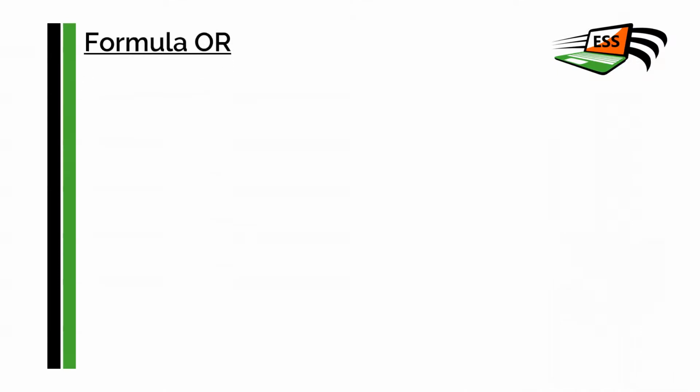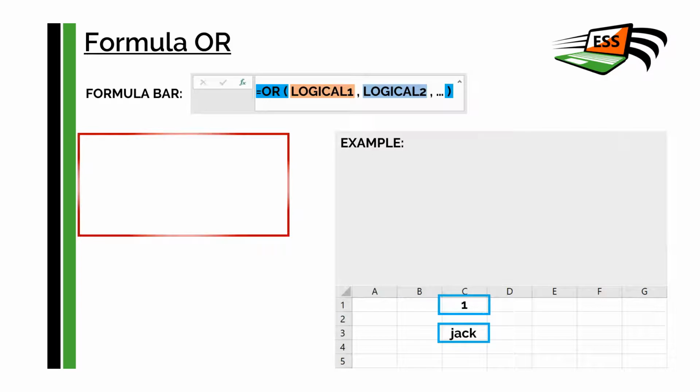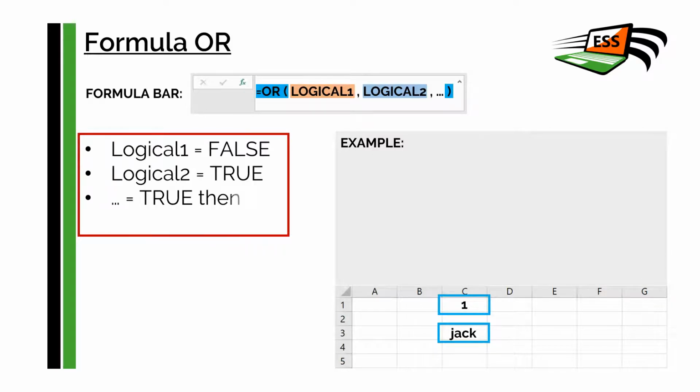The OR function. In the formula bar, we type in OR, open parentheses, and your logical tests. So let's explain the logical tests. If logical 1 equals false, logical 2 equals true, and any other logical formulas in there also answer true, then the answer to the resultant formula is true. To better understand, let's look at the example.